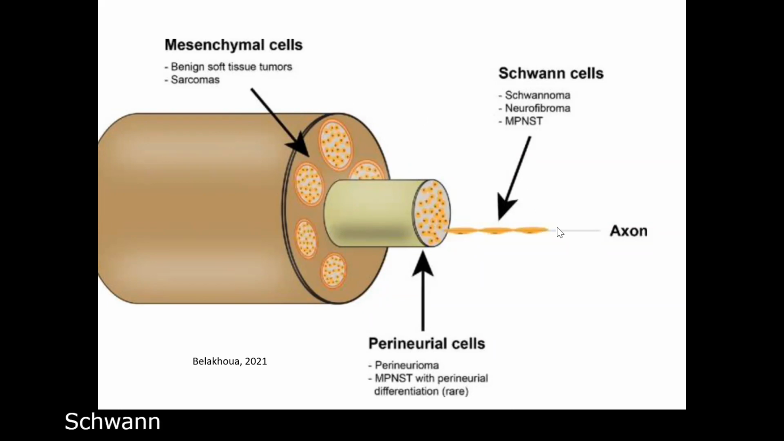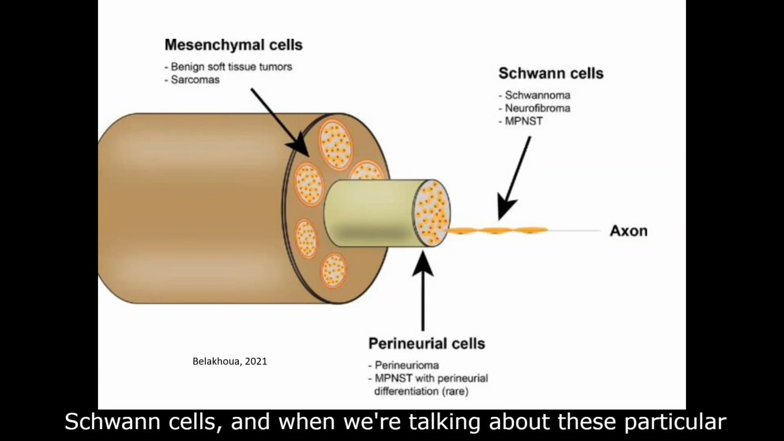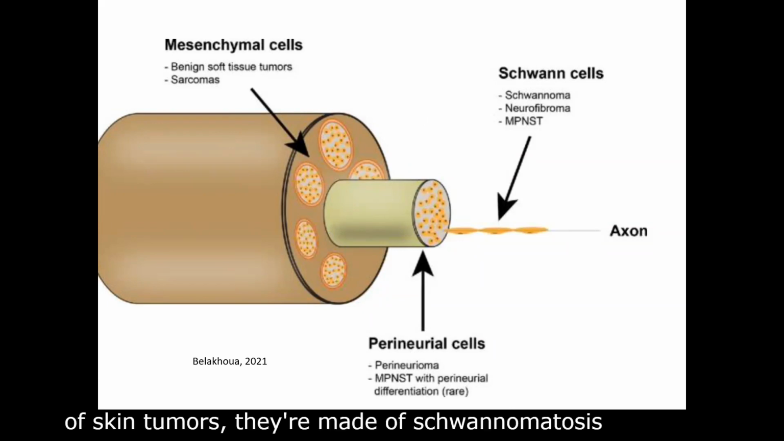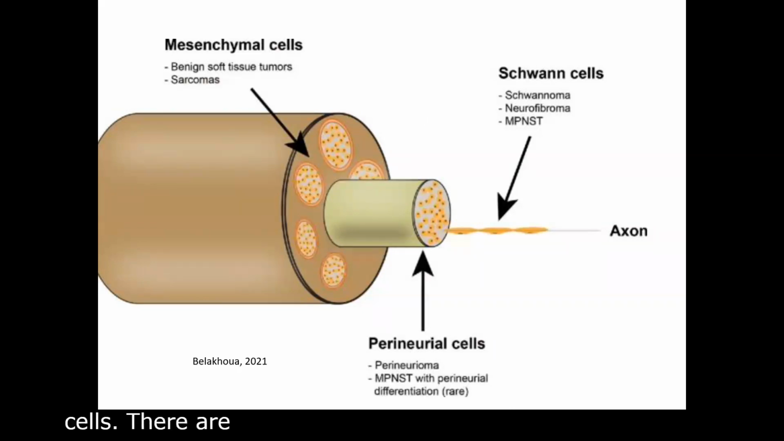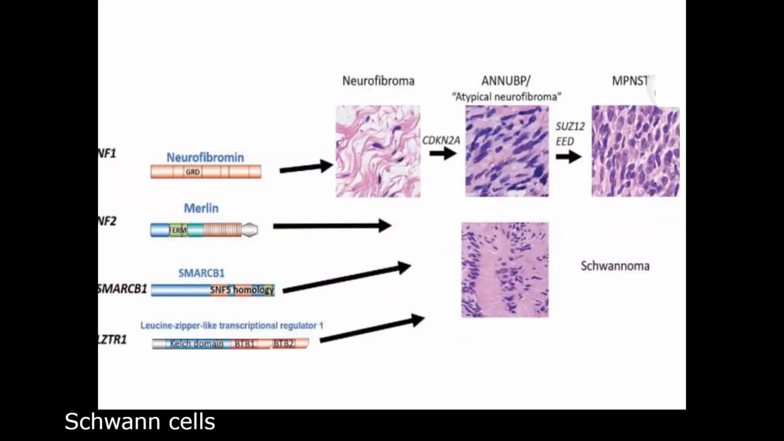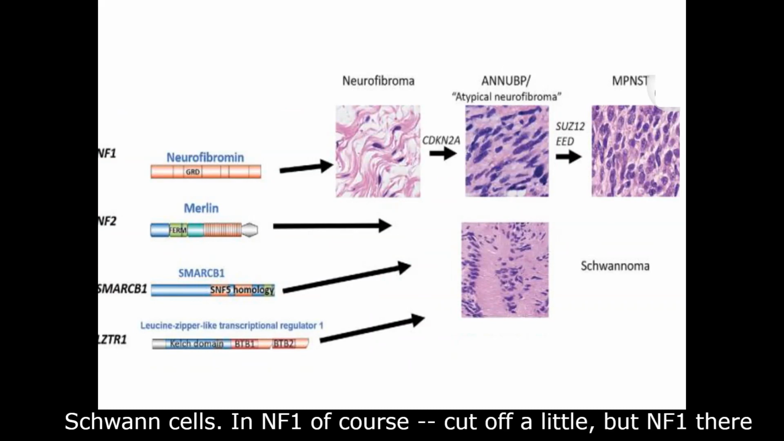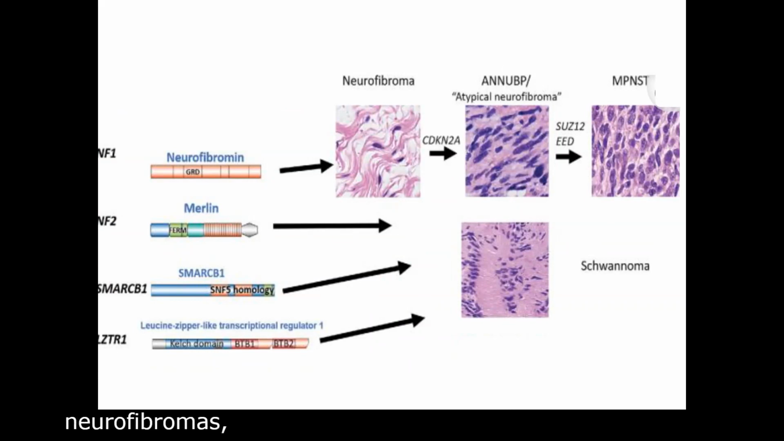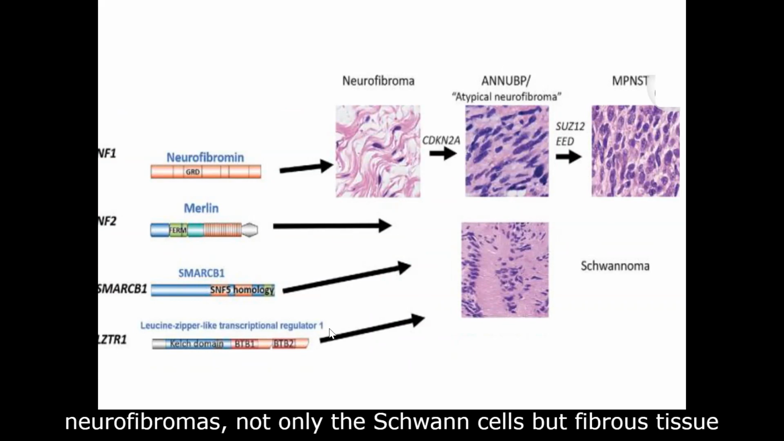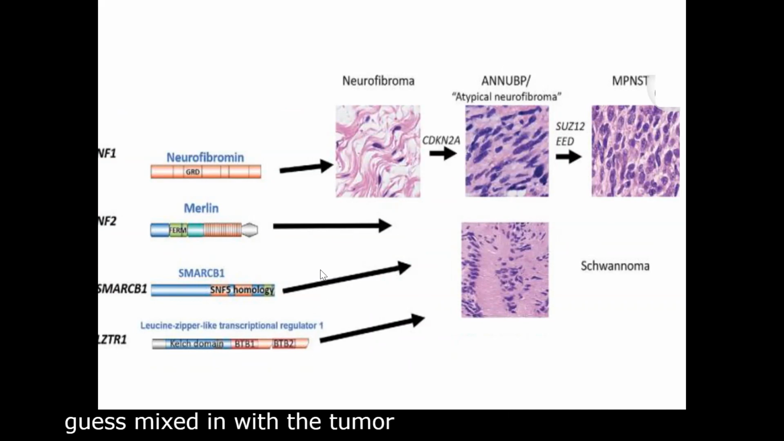And when we're talking about these particular type of skin tumors, they're made of Schwann cells. There are a number of other different types of neural tumors that we all are familiar with, but the ones particularly we're interested in today are the Schwann cells. In NF1, of course, there are neurofibromas. They're not only the Schwann cells, but there is also fibrous tissue that gets mixed in with these tumors. But in neurofibromatosis type 2 and Schwannomatosis, we see these nice little lined up cells that are all Schwann cells.